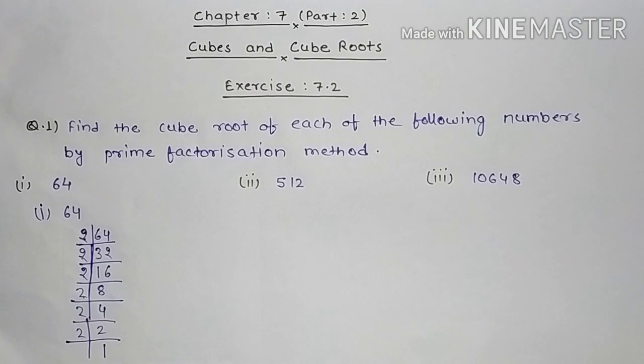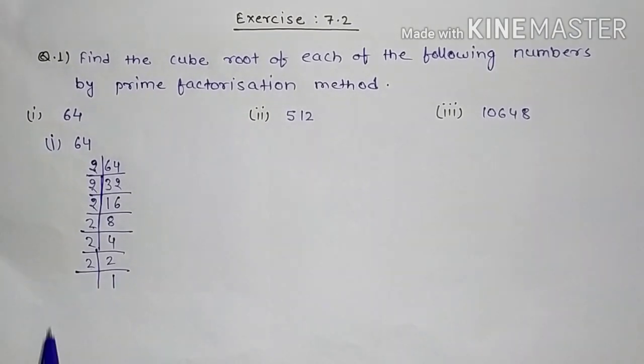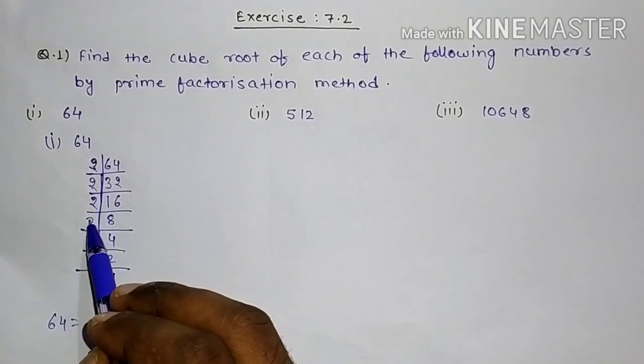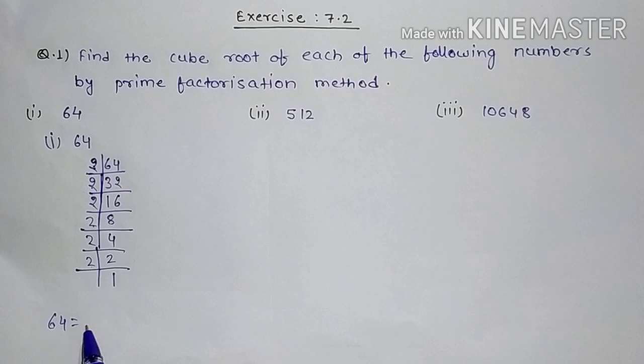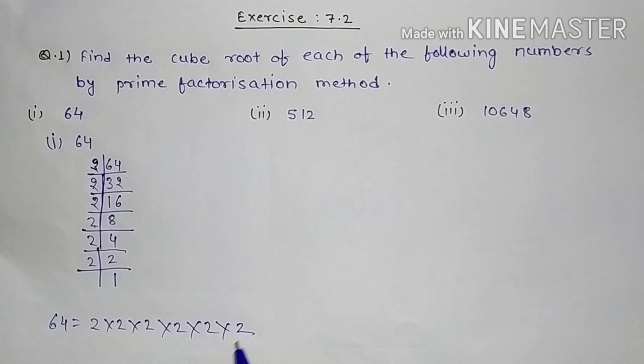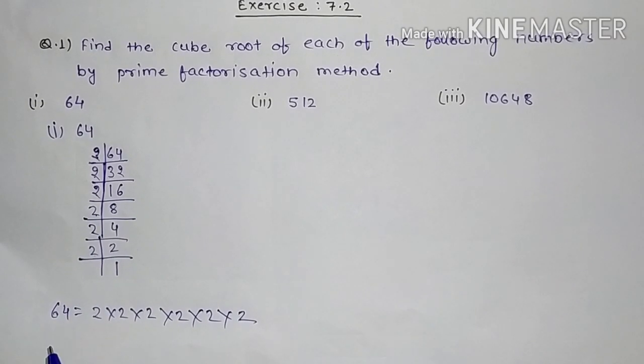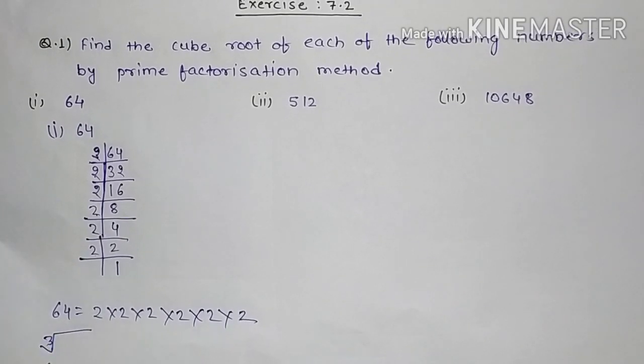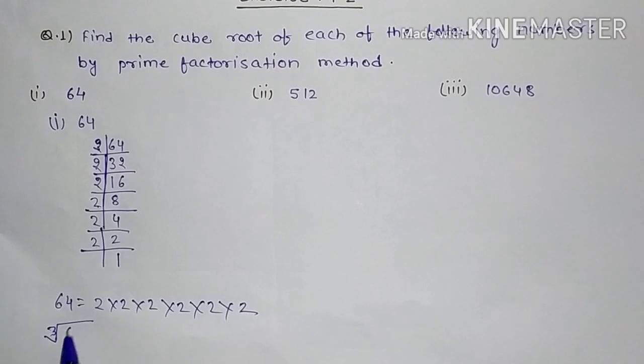Now we can write here, 64 equals 6 times 2: 2 into 2 into 2 into 2 into 2 into 2. So these are the prime factors of 64. Here we have to find the cube root of 64. So the sign of cube root is like this. This is the sign of cube root. Now we can write cube root of 64.